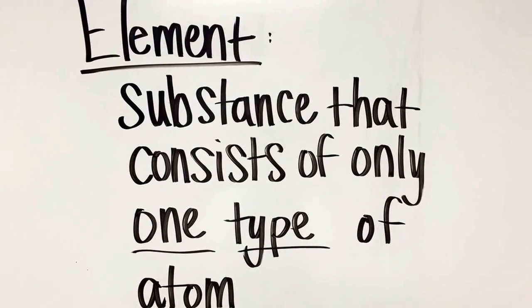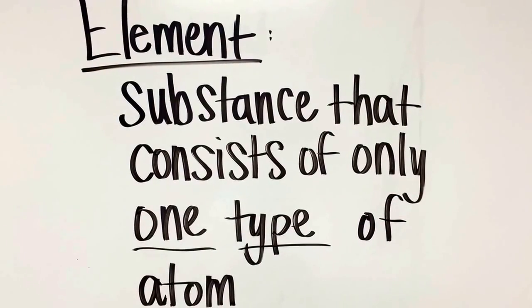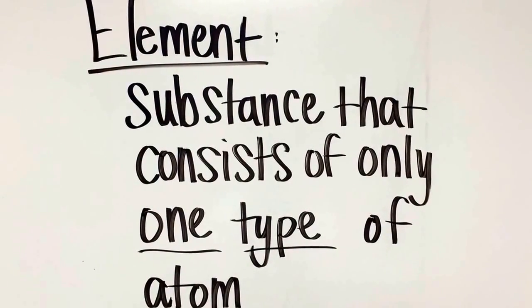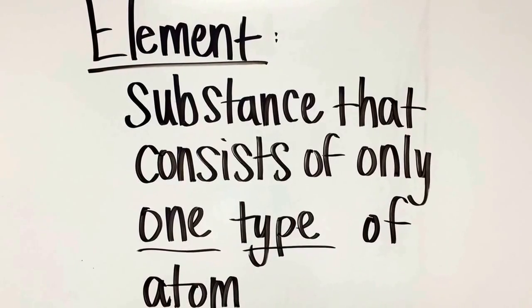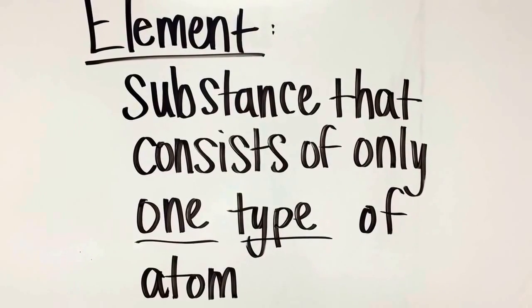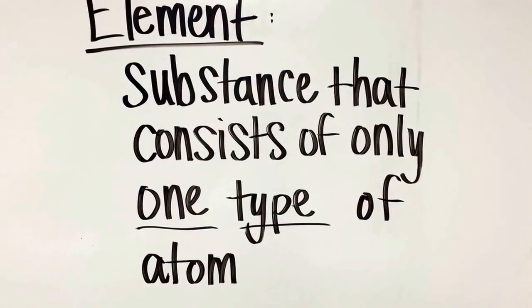Our goal today is for you to not only understand what an element is, but also understand element symbols, and the relationship between atoms and elements. You'll see on your screen we have a definition of what an element is. An element is a substance that consists of only one type of atom.